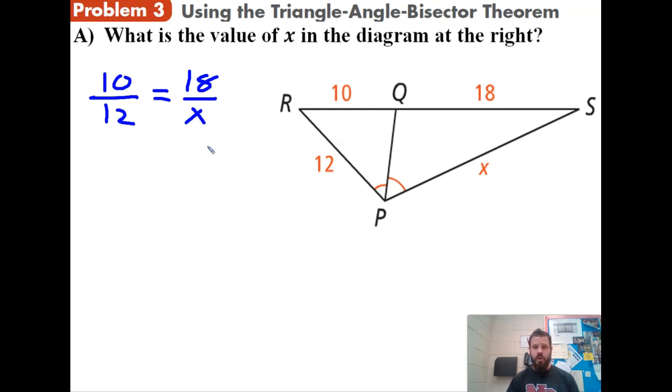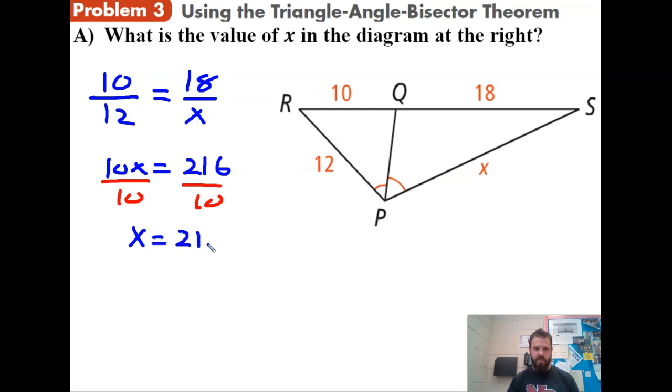Okay, cross multiply, we get 10x is equal to 12 times 18 is 216. Divide both sides by 10, and we end up with x is equal to 21.6. All right, for that missing side of the triangle. All right, that's part A. There's a part B as well. Why don't you take a minute, pause the video, see if you can set up that proportion and solve it, and then hit play to check your answer before you wrap things up.